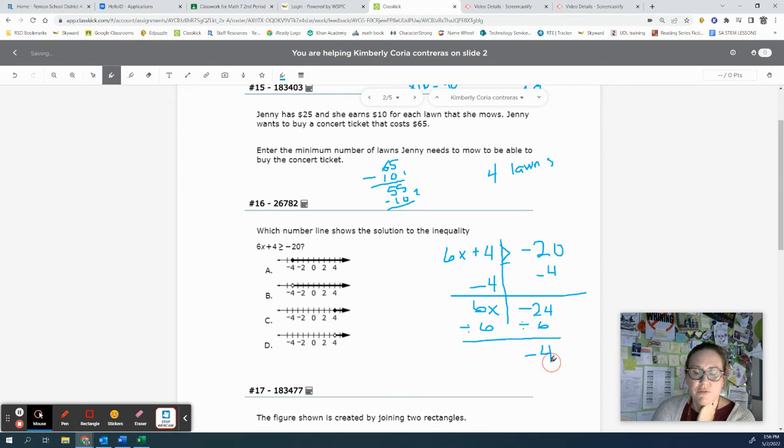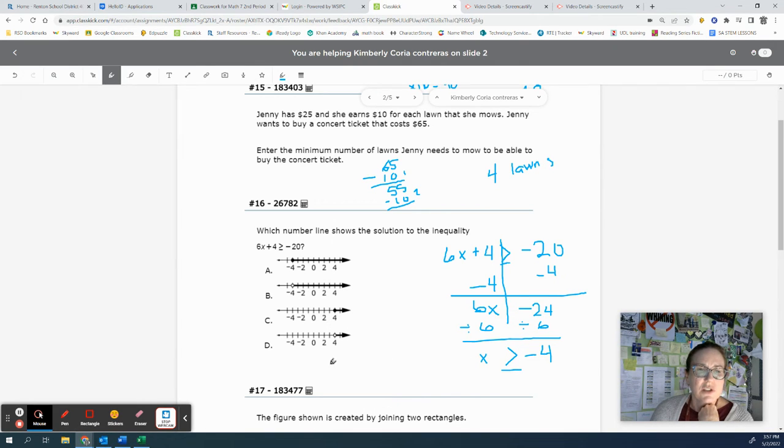So it's going to be negative 4. But we did not divide by a negative number. We divided by a positive 6. So we're not going to flip our inequality. So the correct answer on this one is x is greater than or equal to negative 4.